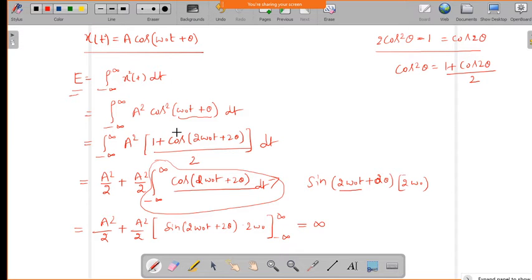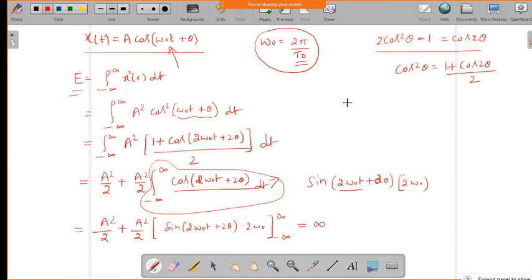Now we have to check for the power signal. Since the cos term is periodic with respect to omega naught, where omega naught is 2 pi by t naught, this is the fundamental period. Since the cosine wave is periodic in nature with angular frequency omega naught, we have to look into the power equation for the periodic expression.